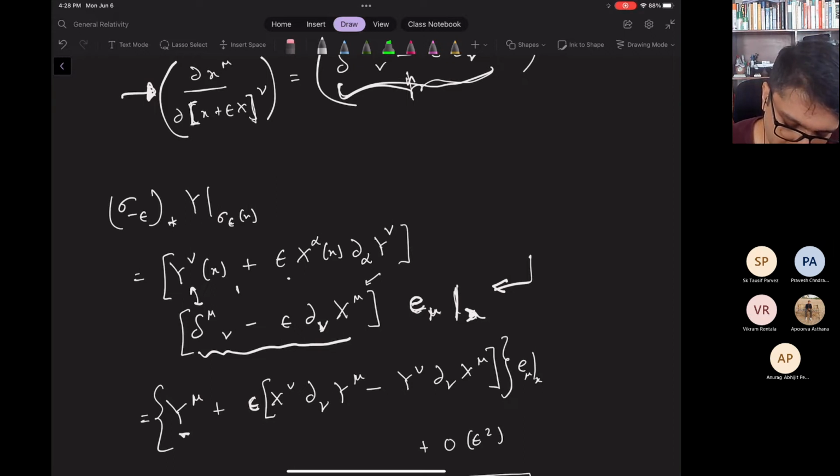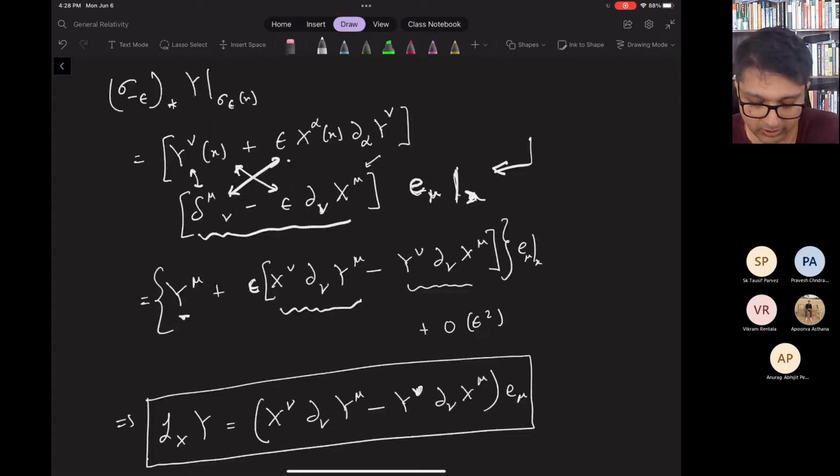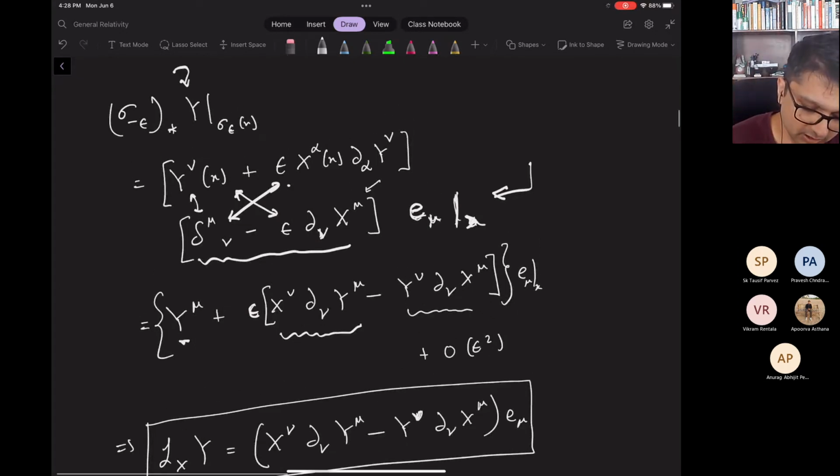And then I want to keep the term still order epsilon. So I'll take this product and this product. What that will give me is epsilon x^ν ∂_ν y^μ minus y^ν ∂_ν x^μ, times e_μ at x. So this is the pullback of y. Now we subtract off y at the point x, divide by epsilon, and take the limit epsilon goes to 0. That will just give us this.